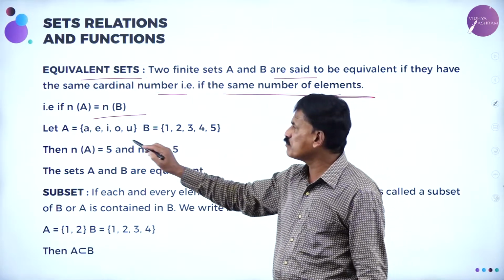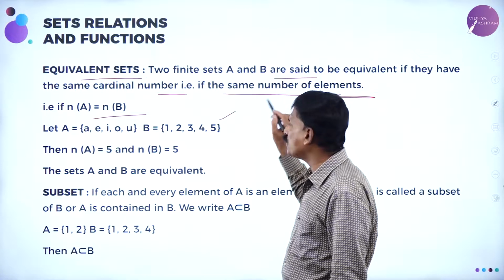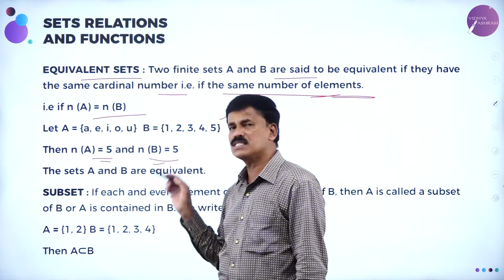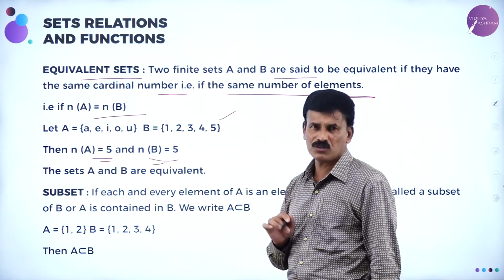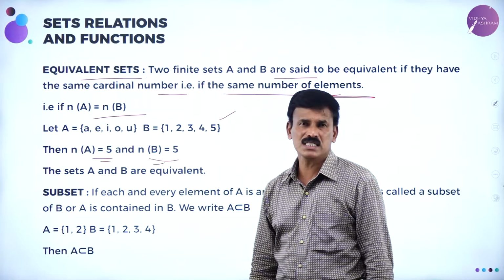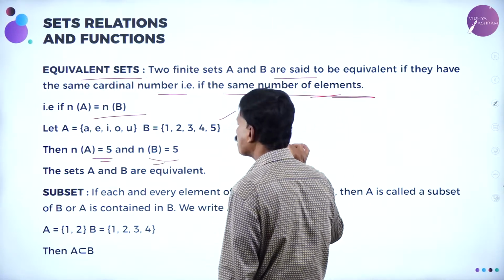Let us take an example. A is equal to {a, e, i, o, u}. B is equal to {1, 2, 3, 4, 5}. The number of elements in set A is 5 and the number of elements in set B is also 5. They are equal in number, but they are not equal sets. So such types of sets are called equivalent sets. Okay. Now, another example.